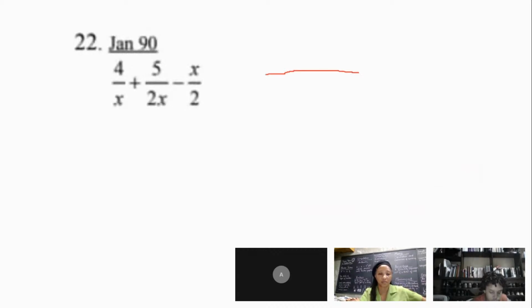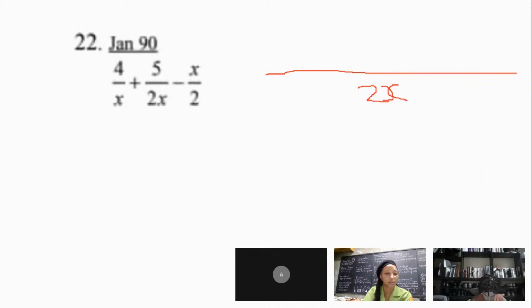Okay. So, 4 minus x plus 5 minus 4 over x plus 5 over 2x minus x over 2. So, don't miss the number that's common to all of them. The LCM, yes, the LCM is 2x.